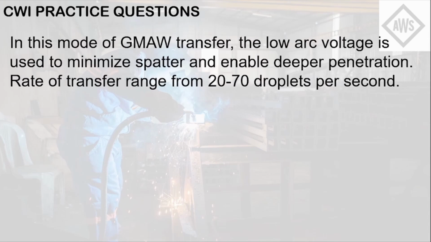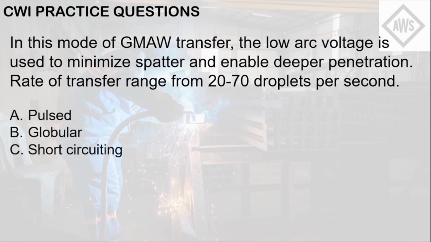Next question. In this mode of GMAW transfer, the low arc voltage is used to minimize spatter and enable deeper penetration. Rate of transfer ranges from 20 to 70 droplets per second. Letter A, pulsed. Letter B, globular. Letter C, short circuiting. Letter D, none of the above. The answer here is fairly obvious as well because of the keyword, droplets. The rate of transfer ranges from 20 to 70 droplets per second, and it enables deeper penetration.